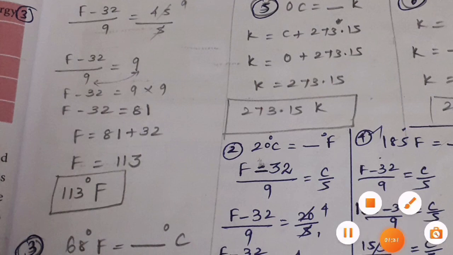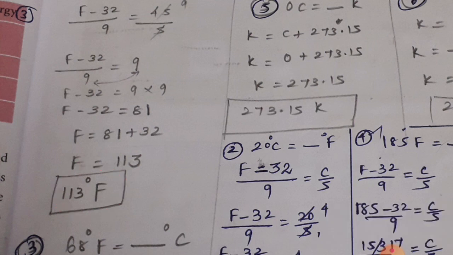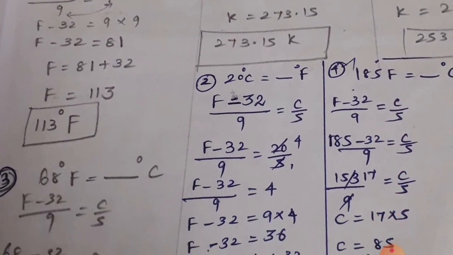This is the proper way you have to write the answers, children, 113 degree Fahrenheit. This is clear to you, children. You don't write F is equal to 113. Finally, this is your correct way of writing the answer, 113 degree Fahrenheit. This is clear to you, children. Very easy problem, children. Write the formula and substitute the value. That's all.